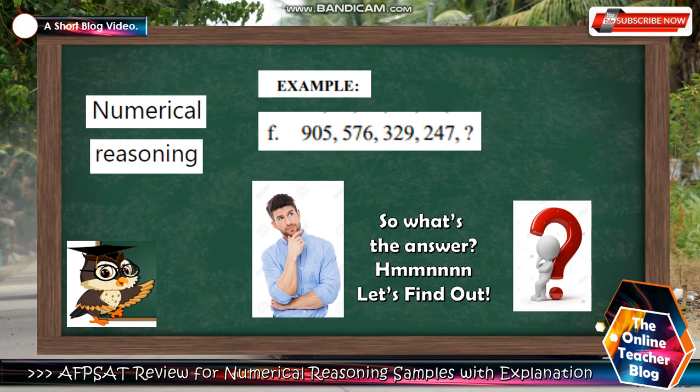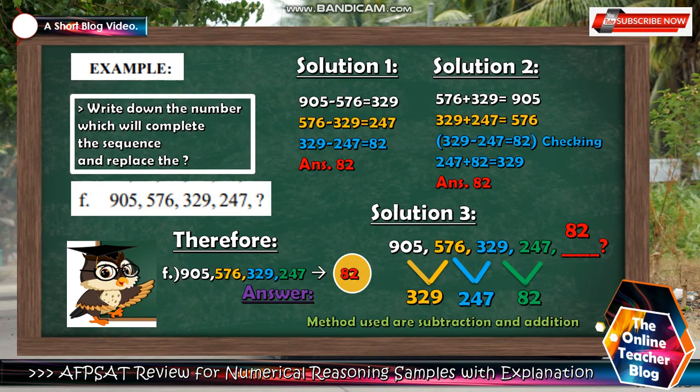We have 905, 576, 329, and 247. So what's the answer? Let's find out. The solutions that we have are 3. So I made the 3 solutions for you to be able to make it in an easy way.